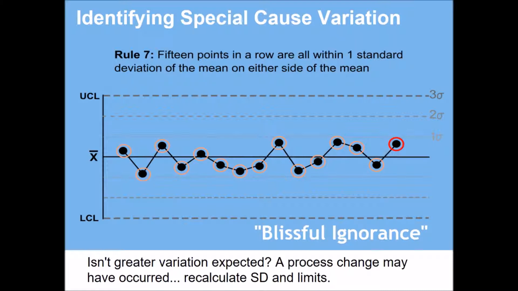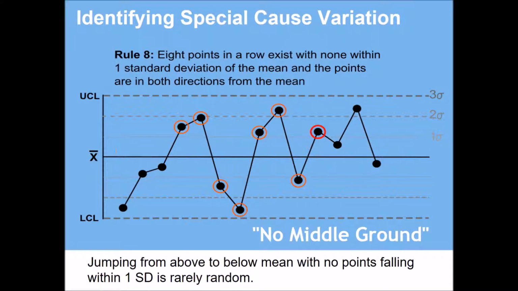And rule number 8 we'll call no middle ground. This is when 8 points in a row exist, none of which fall within 1 standard deviation of the mean, and the points occur on both directions of the mean. Jumping above and below the mean with no points falling this close to your mean line is rarely random when it happens over this long of a period of time.